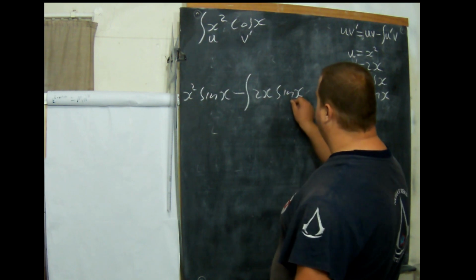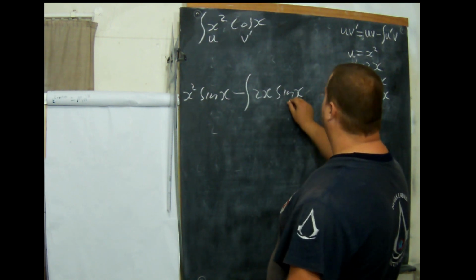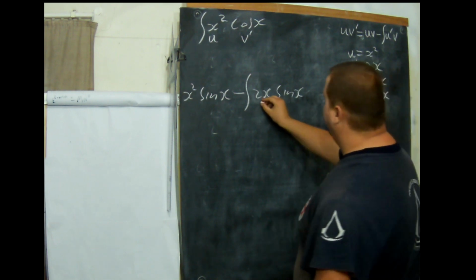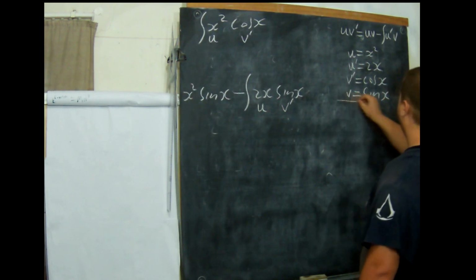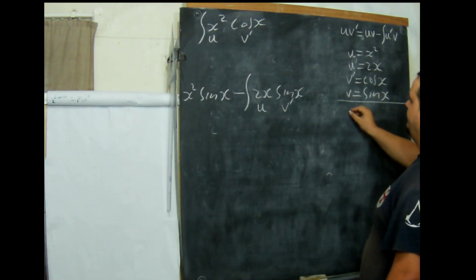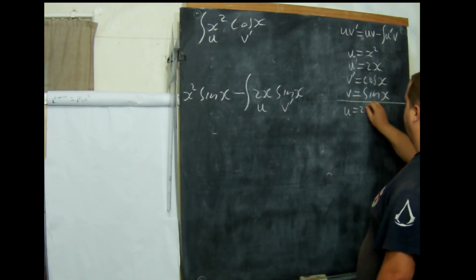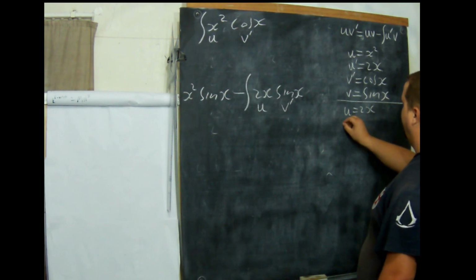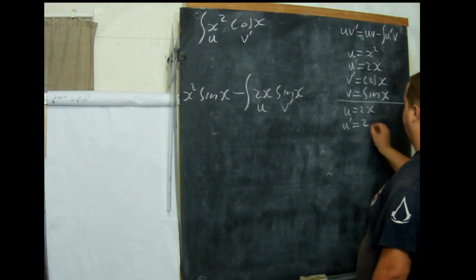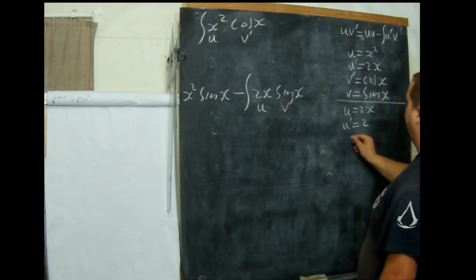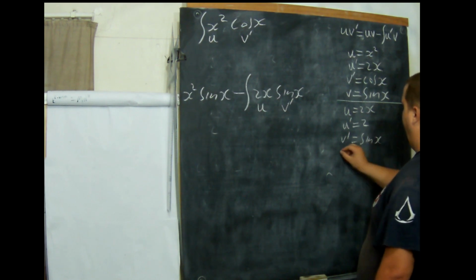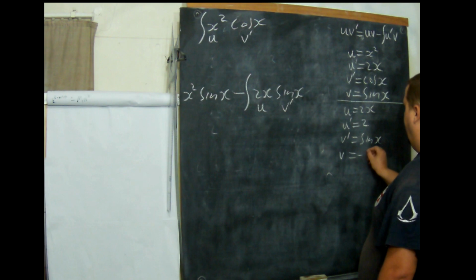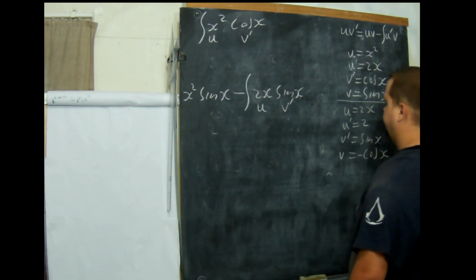Okay, now we still got two terms on the inside of the integral sign. So what we're going to do is make this u and that v prime. So let's draw a line here so that we can do it separately. So u equals 2x, and u prime is equal to 2. So, v prime is equal to sine x, and v is equal to minus cos x.